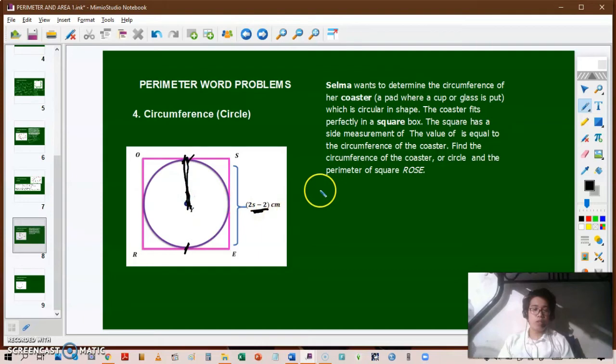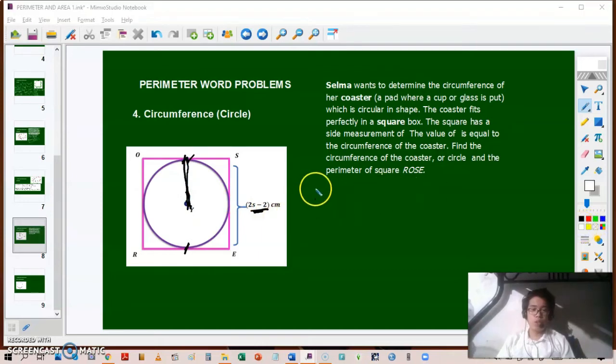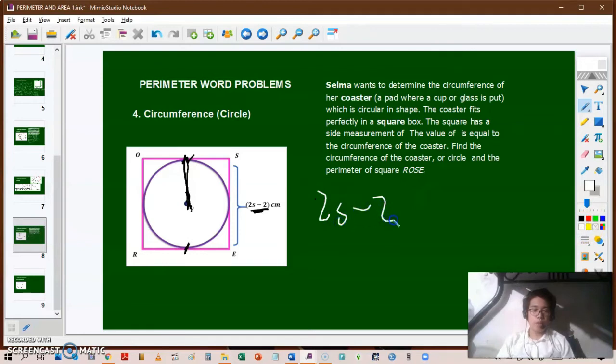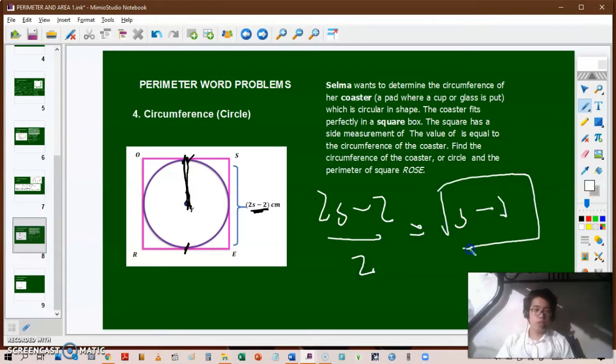So what's 2s minus 2 divided by 2? That's going to be s minus 1. So 2s minus 2 divided by 2 is s minus 1, and that's the measurement of the radius, that's r. Now we want to find the measurement of s. It says here that s is the circumference of the circle. So the circumference of the circle is equal to c, and that's equal to 2 pi r.